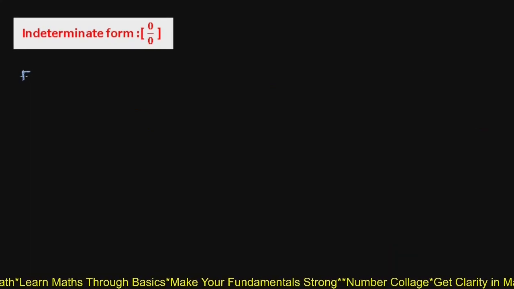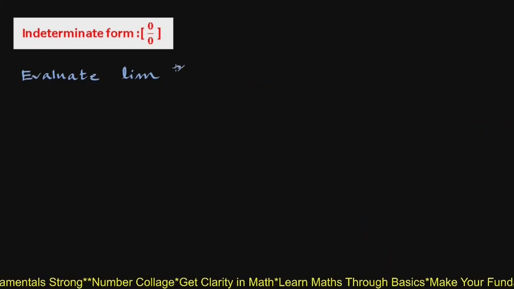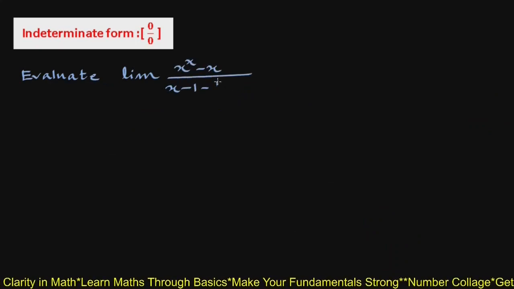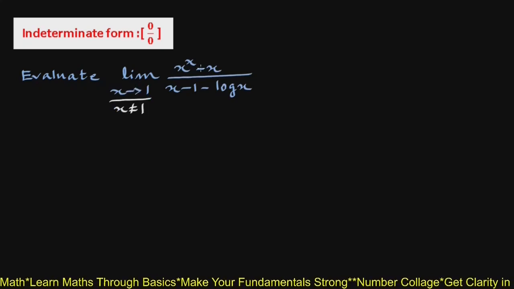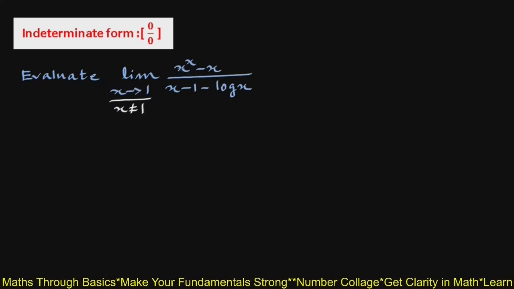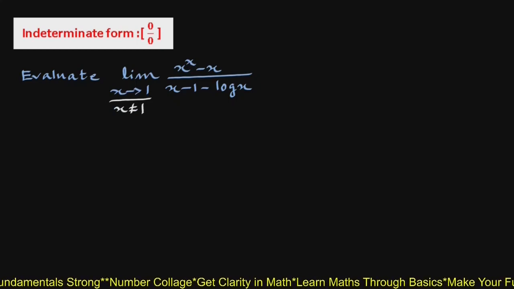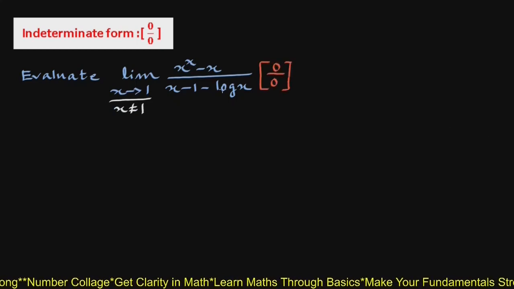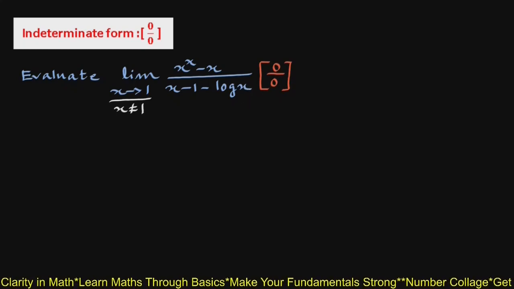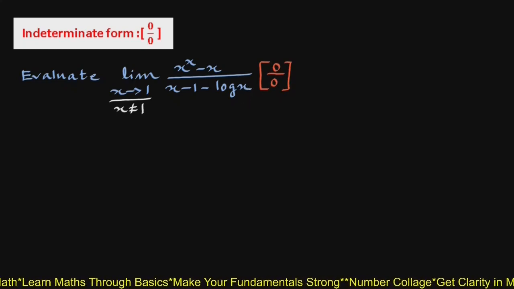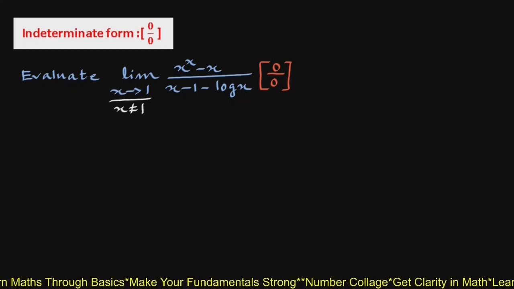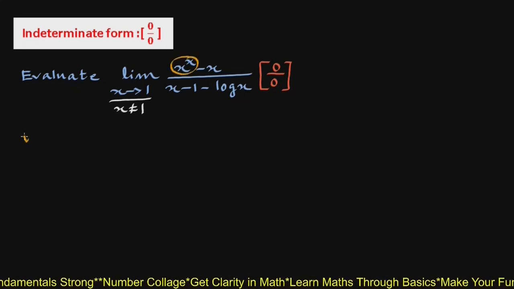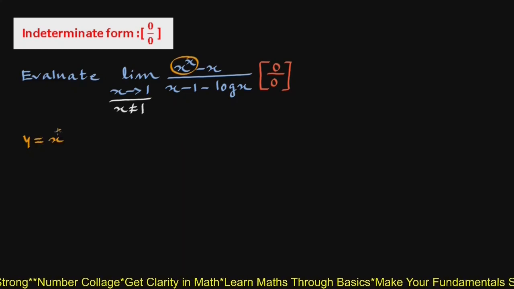How to evaluate limit x raised to x minus x upon x minus 1 minus log x as x tends to 1. If we substitute 1 in place of x here, this will be 0 upon 0 indeterminate form because log 1 is 0. So we have to apply L'Hopital's rule. But before that, we have to find derivative of x raised to x. So let y equals x raised to x.